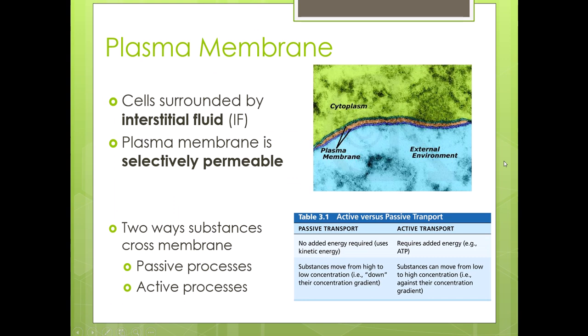So our plasma membrane is our selectively permeable barrier, right? So here is the plasma membrane. You see here's the intracellular fluid, all the cytoplasm. And then out here is our external environment where we have extracellular fluid or interstitial fluid. So there are two ways in which stuff can move into and out of our cells across our plasma membrane. We have active transport and passive transport.